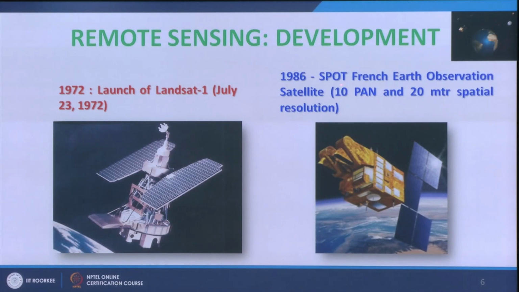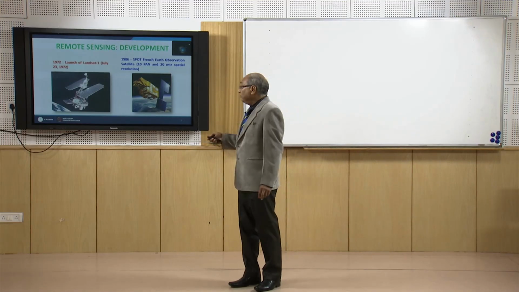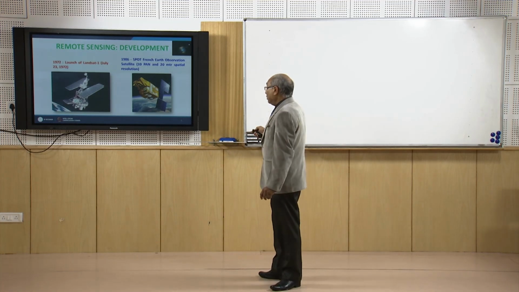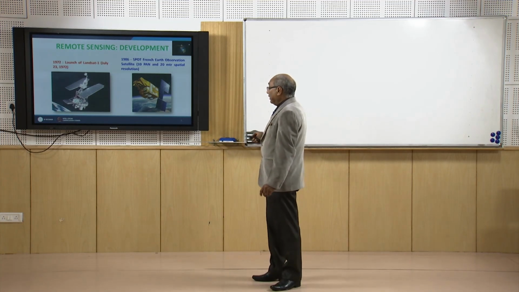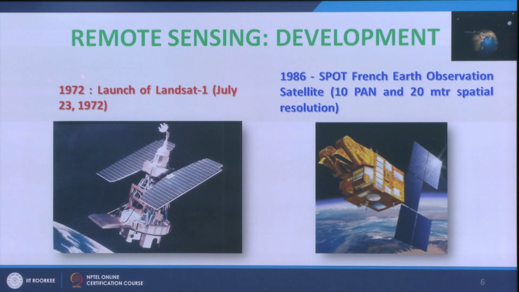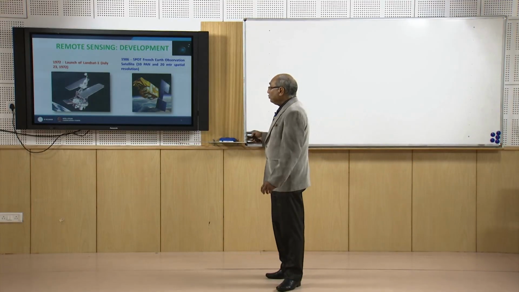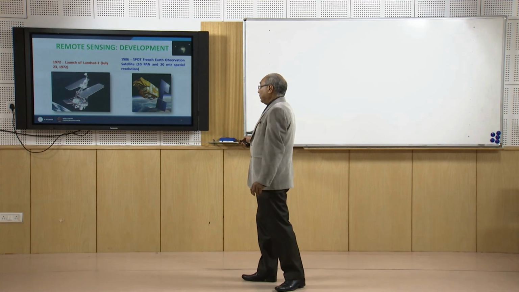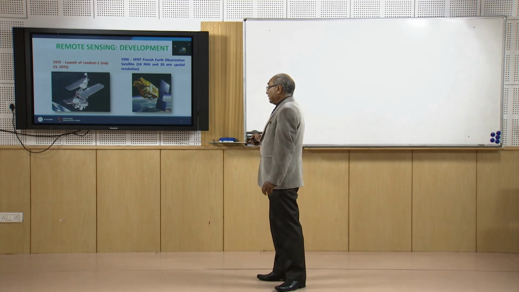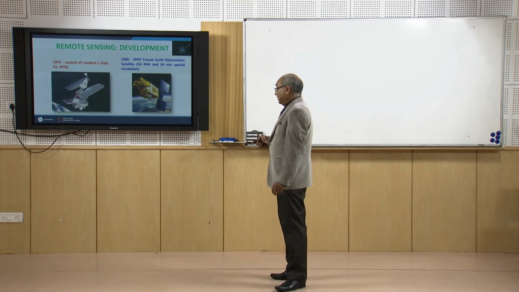That means it started providing data at 10 meter, that was the panchromatic, that means black and white, and also 20 meter, that is the multispectral data through SPOT. So that brought a major jump in spatial resolution from roughly 80 meter to 10 meter and 20 meter. That was a great boost to remote sensing through this program of the French Earth observation satellite, SPOT, in 1986.